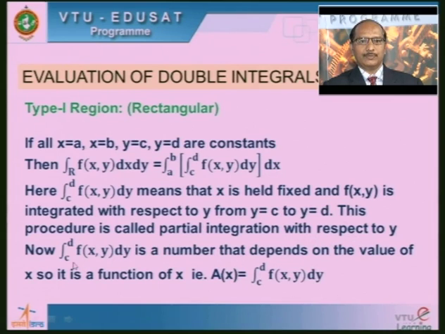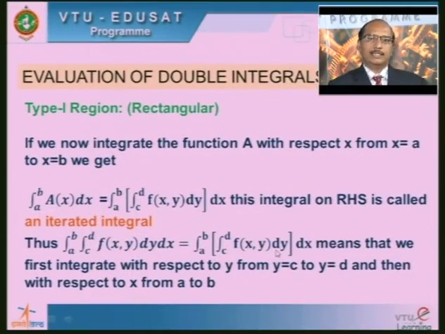After that, the integral from c to d of f(x,y) dy is a number which depends on the value of x, because x is fixed while evaluating with respect to y. So this becomes a function of x. We denote it as A(x). A(x) is equal to the integral from c to d of f(x,y) dy. That is the inner integral. After the evaluation, it becomes a function of x, because x is a fixed constant here and we integrated with respect to y. So that is A(x), the inner integral.